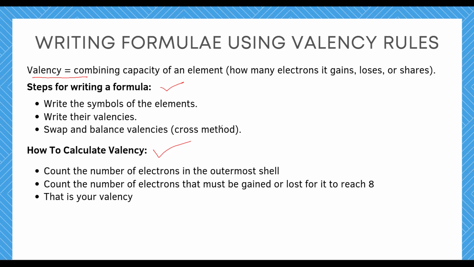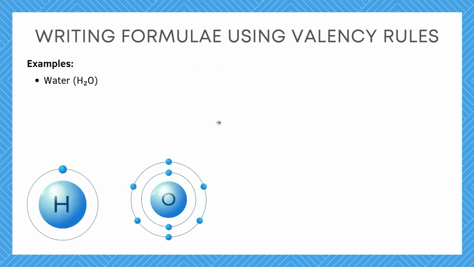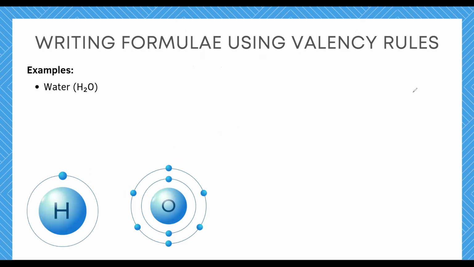All right, beautiful. So now that you've written it down, let's take some examples. Romario, here's the deal. You have the steps for writing a formula, right? And you have the steps for calculating valency. Good. As we look at the examples, you're going to tell me the steps as I ask you, and we're going to do them together, okay? Good. So now we're looking at this first example. The first example says, write the formula using valency rule. So we have the first one, water, H2O.